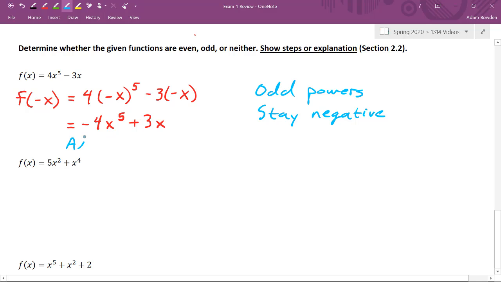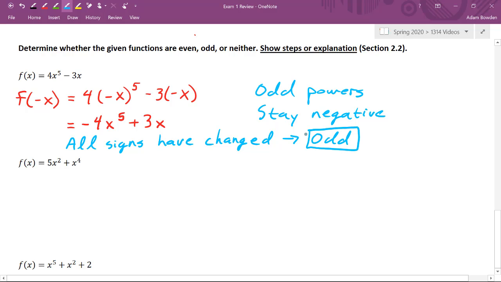Now what's happened here is that all the signs have changed. In the situations where all signs change, that tells us that it's an odd function, in the case of polynomials such as these.